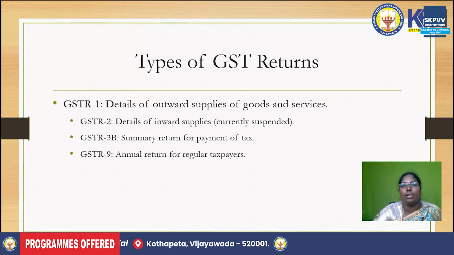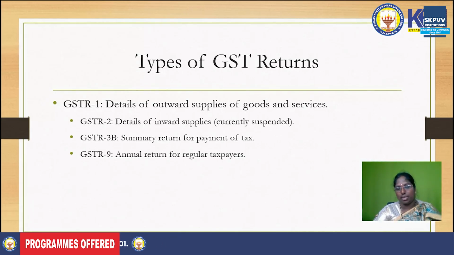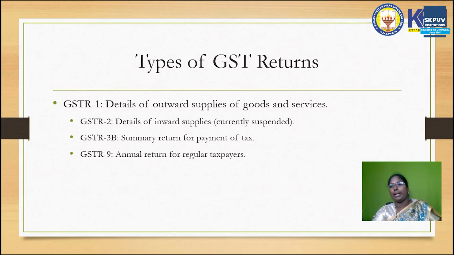Coming to the next topic, the different types of GST returns. GSTR 1. What is GSTR 1? All the details of the goods we sell, that is outward supplies, are mentioned in GSTR 1. The procedure of how to mention them I will discuss later. First, all the sales invoices or sales bills, also called outward supplies, are entered into GSTR 1.